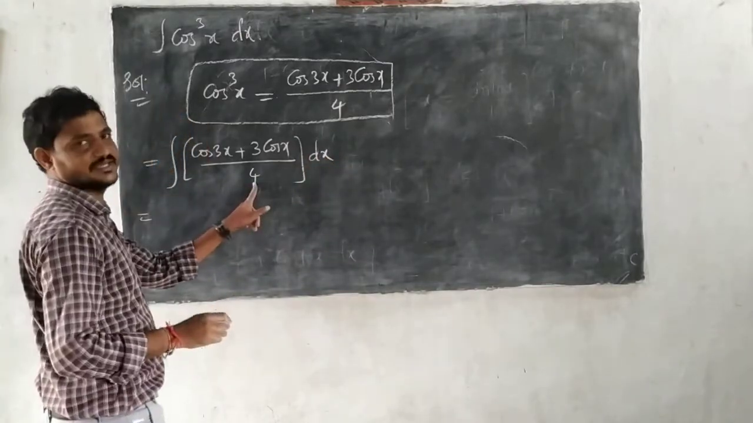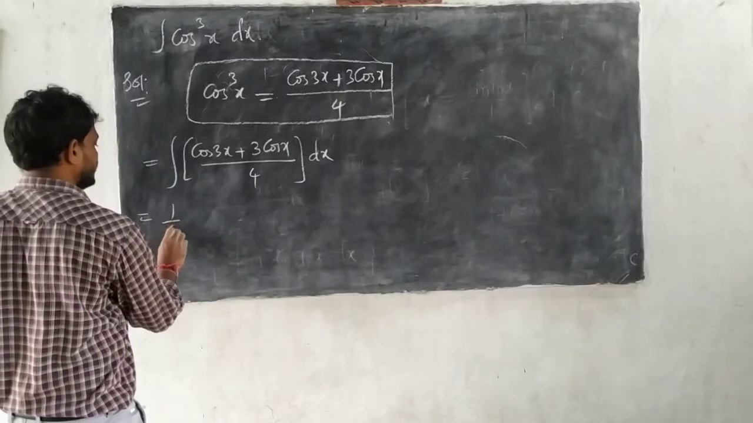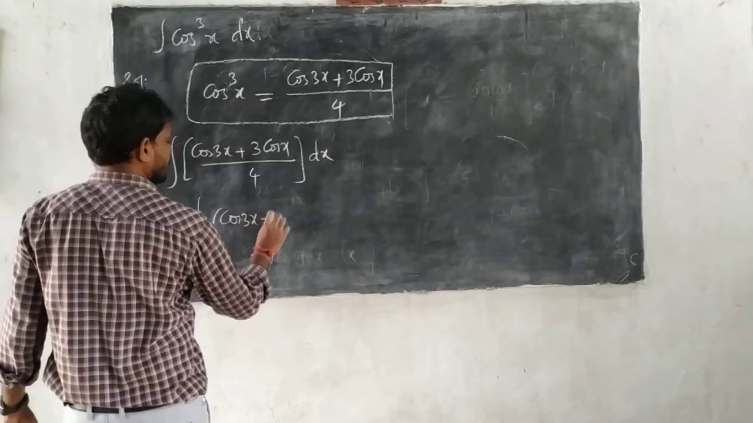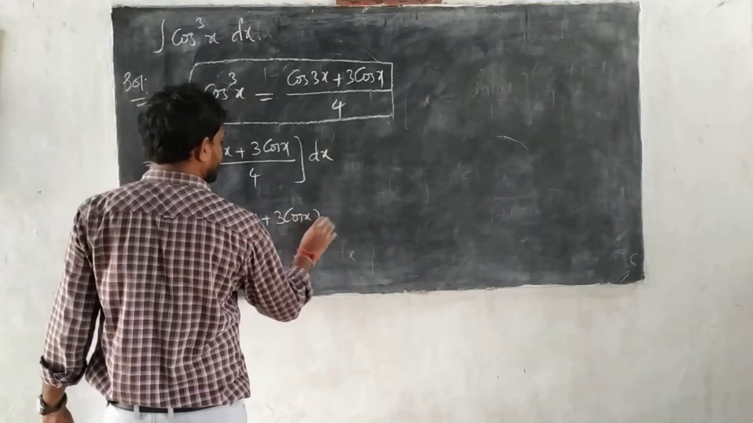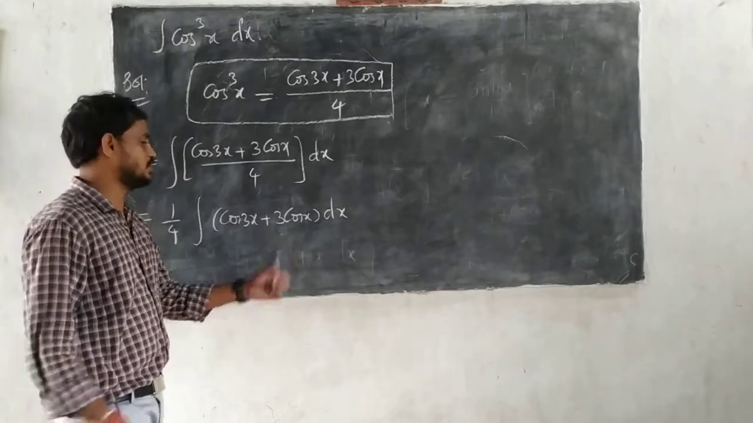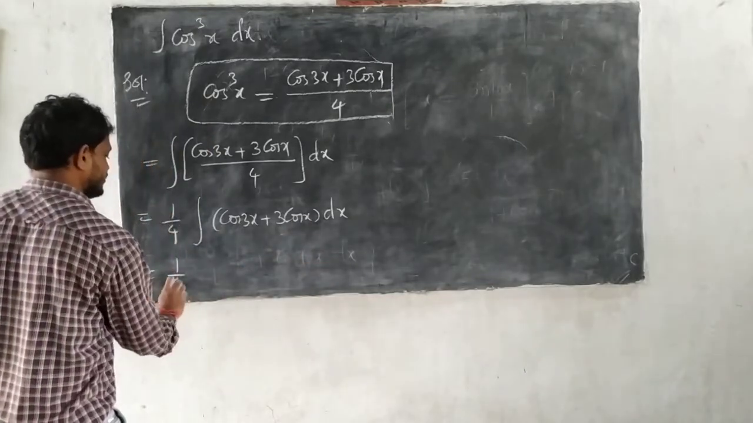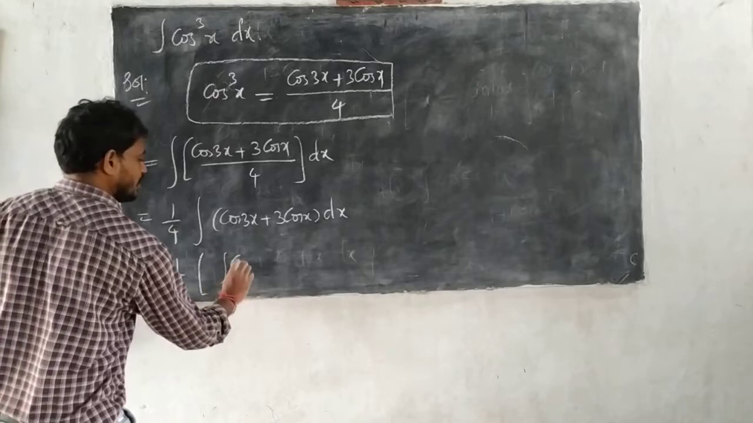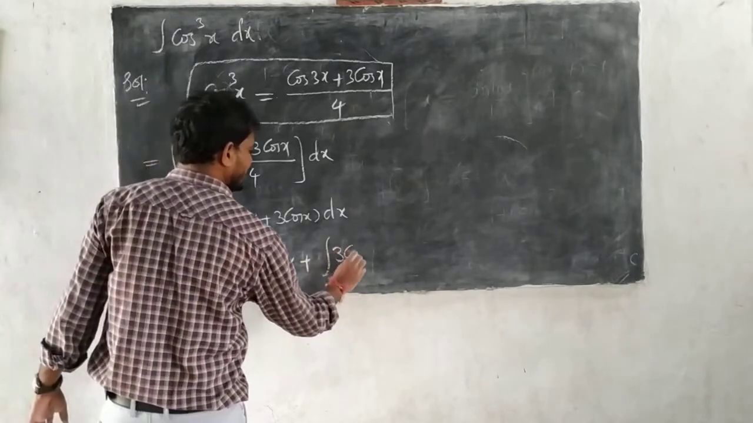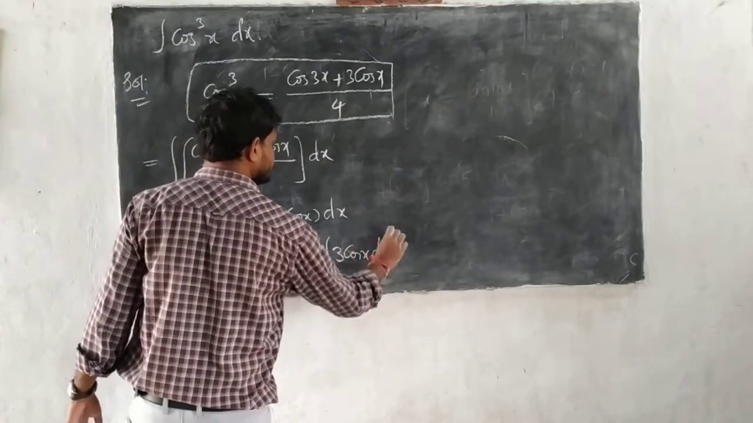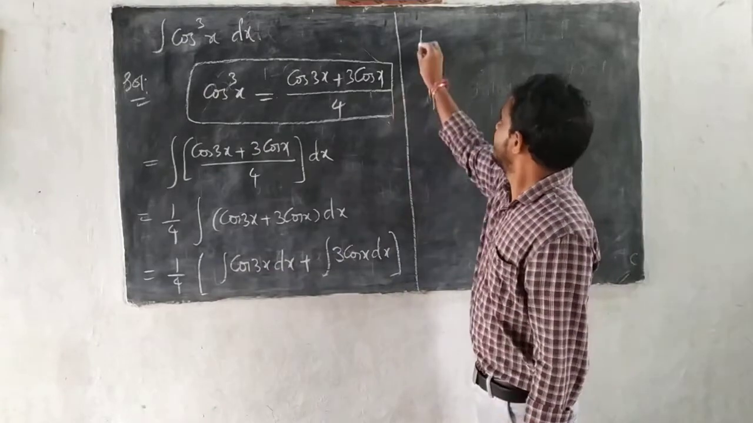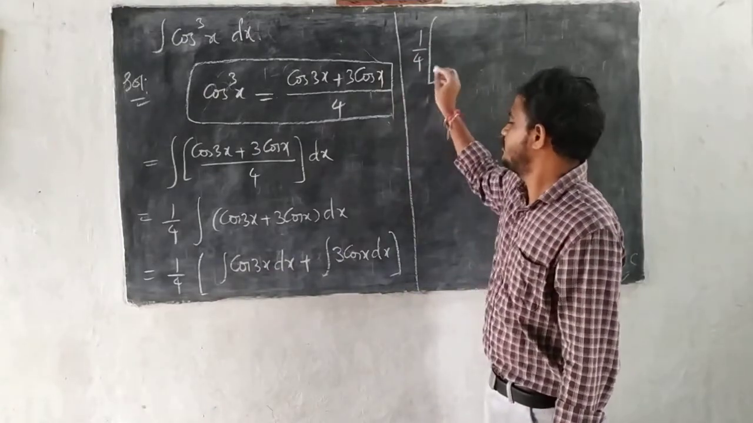Here 4 is a constant, so write 4 outside. So 1 by 4 of integral cos 3x plus 3 cos x into dx. We have to integrate this function. We have two terms, so make them separate first: 1 by 4 of integral cos 3x into dx plus integral 3 cos x into dx. So integrate these two terms here. Write 1 by 4 outside.